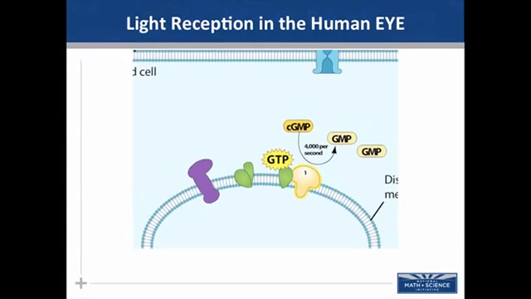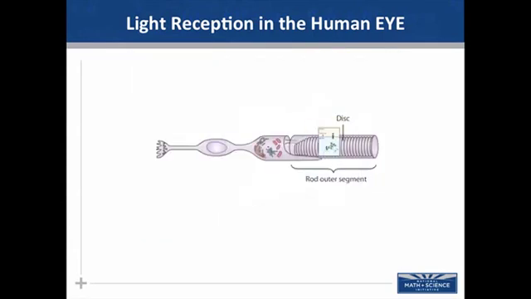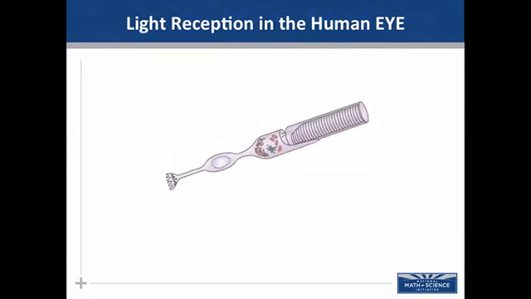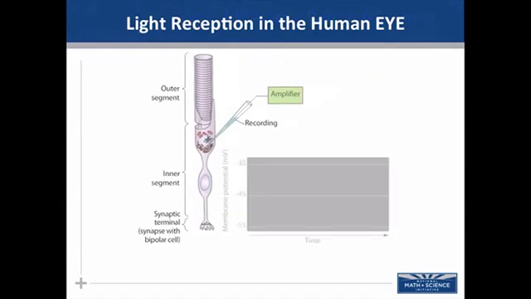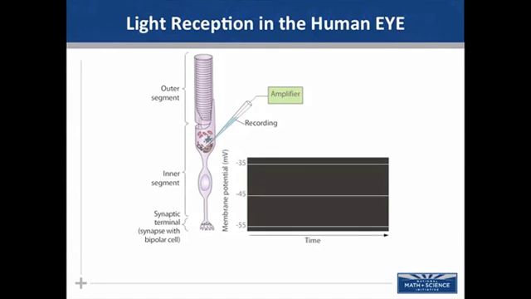To test how a rod cell responds to light, we can penetrate a single rod cell with an electrode and record its membrane potential in the dark and in the light. In the dark, the membrane potential is around minus 35 millivolts. This value is considered depolarized, that is, relatively close to zero. In the dark, when the cell is depolarized, it continually trickles out neurotransmitter from its synaptic terminals.